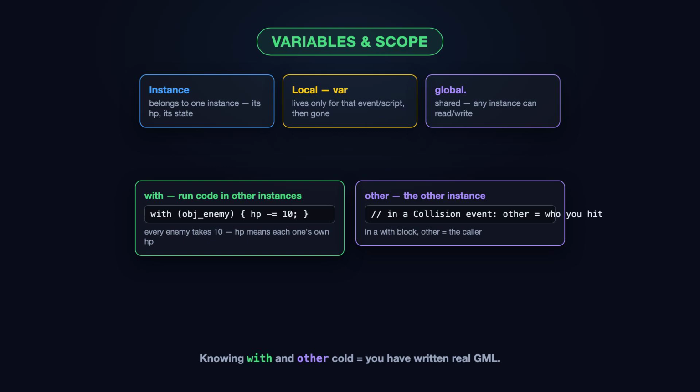And the other keyword. Inside a collision event, other refers to the instance you collided with, while self-referencing variables refer to you. Inside a with block, other refers back to the instance that started the with. So, damage other, in a collision event means damage the thing I just hit. Knowing with and other cold is a clear sign you have written real GML.